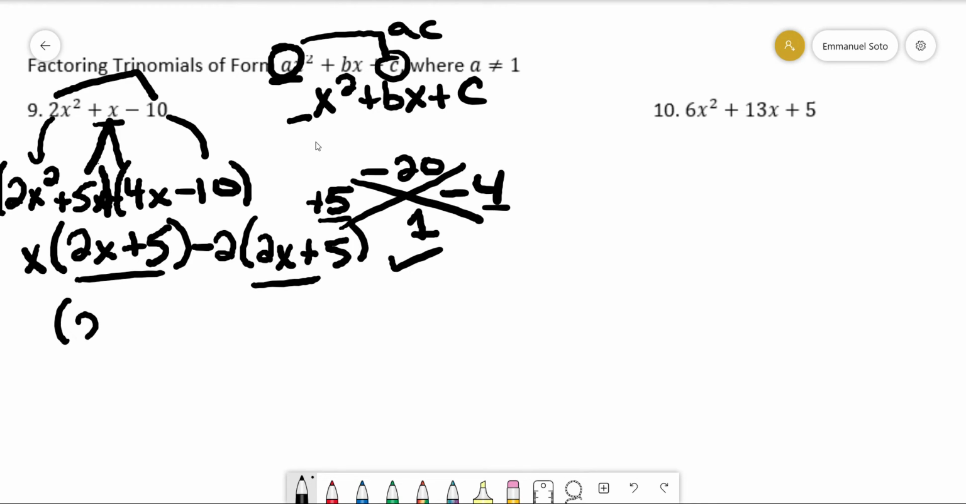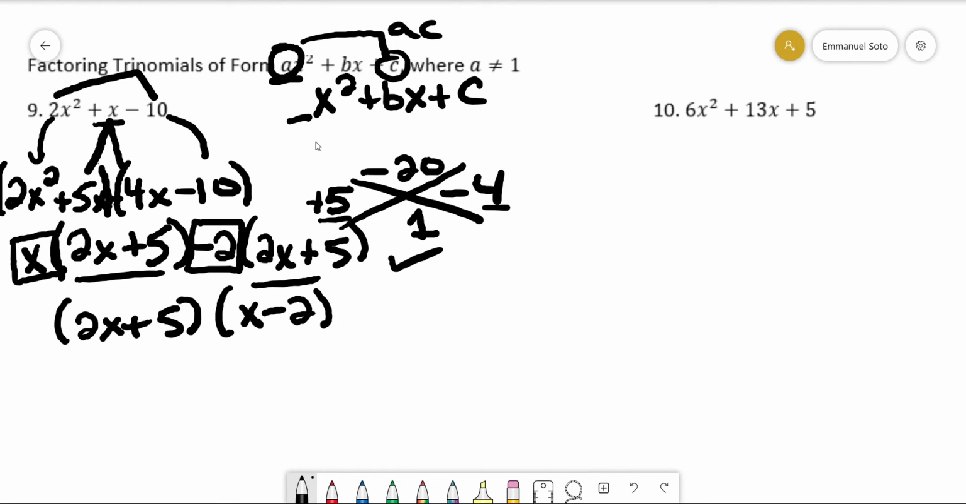So we have 2x plus 5, and then again use the terms in front of each group, and that gives you, here, let me erase that, gives you x minus 2. And that's your answer.